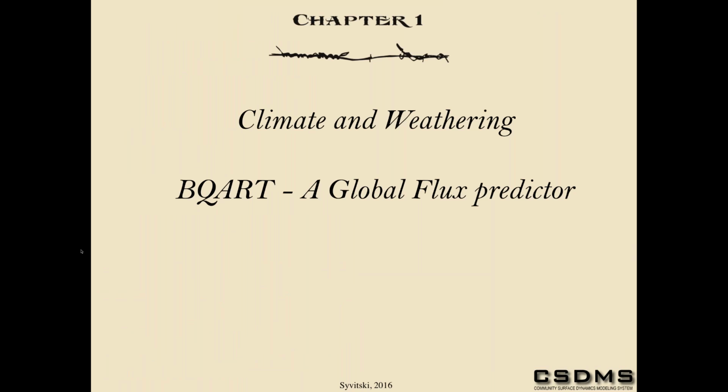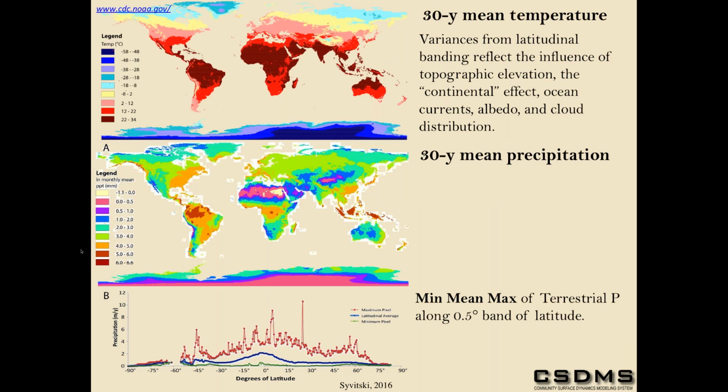So the first chapter I'm going to talk to you about is climate and weathering, and then I'm going to move on to the BQART model, which is a global flux predictor. I'll walk you through that.